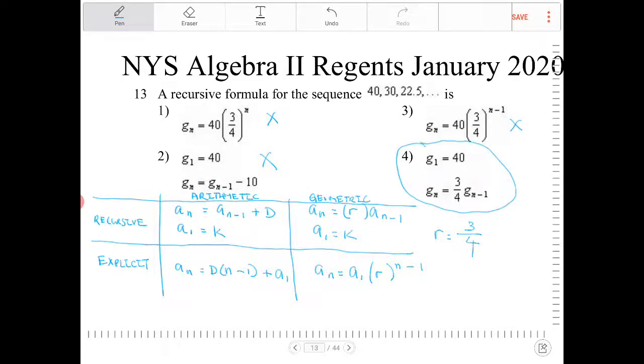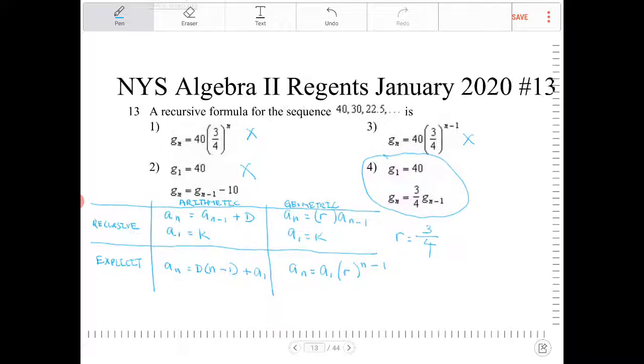So the only one that actually works is option 4. So the starting value is 40, the common ratio is 3/4, and in order for me to determine what the next one is, I need to know what the previous term was. So it's option 4 only.